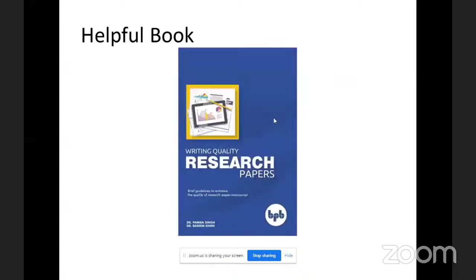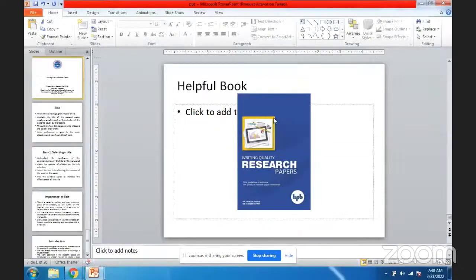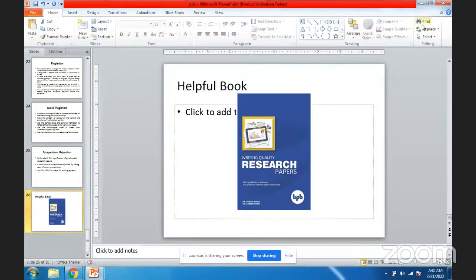Okay, so this is a book we have already published. It is a very small book, around 100 or 120 pages. This book is also available on Amazon, and people utilize it. By this you can find many examples of how to select a proper title and other things. So if anybody wants to refer, you can use that. Okay, so this is all on how to write quality papers.